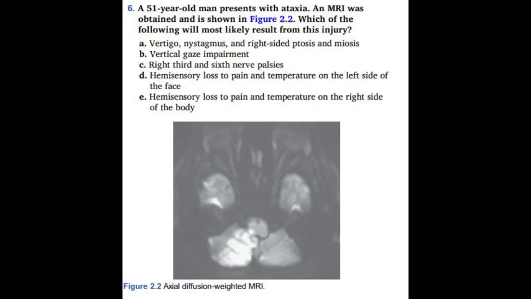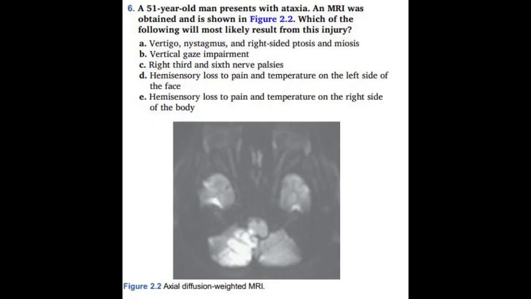Now back to our options. A. Vertigo, nystagmus, and right-sided ptosis and meiosis. B. Vertical gaze impairment. C. Right third and sixth cranial nerve palsy. D. Hemisensory loss to pain and temperature on the left side of the face. E. Hemisensory loss to pain and temperature on the right side of the body.